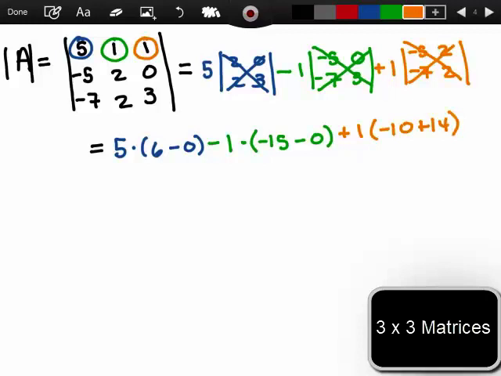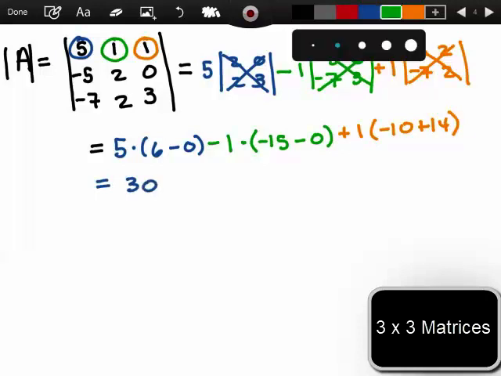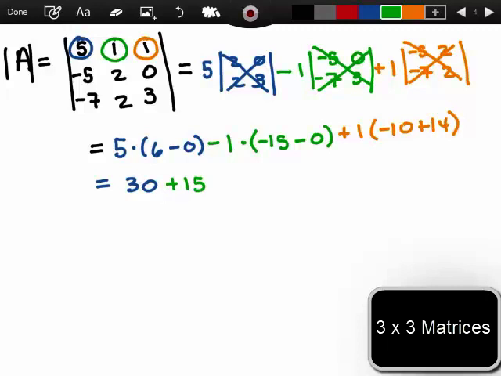So adding these all together, this gives me 5 times 6, which is 30. Let's see, minus, so -1 times -15 is +15. And then the last, let's see, 1 times 4 will give you 4. Adding these all together, that will give me 49. Okay, so that's the basic procedure for finding a 3x3 determinant.